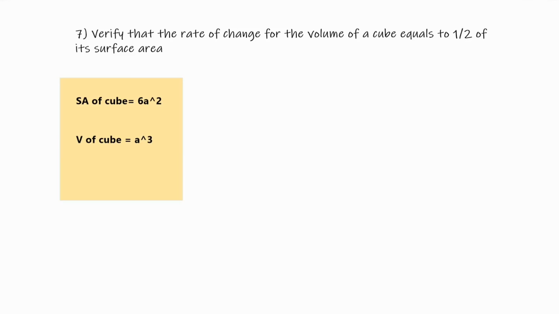But the question is basically asking: verify that the rate of change for the volume of a cube equals half of its surface area. So I already know by reading this question that my solution is going to include some type of expression. I'm not going to get any number whatsoever. It's going to include either 6a, 4a, sometimes x or a type of thing.